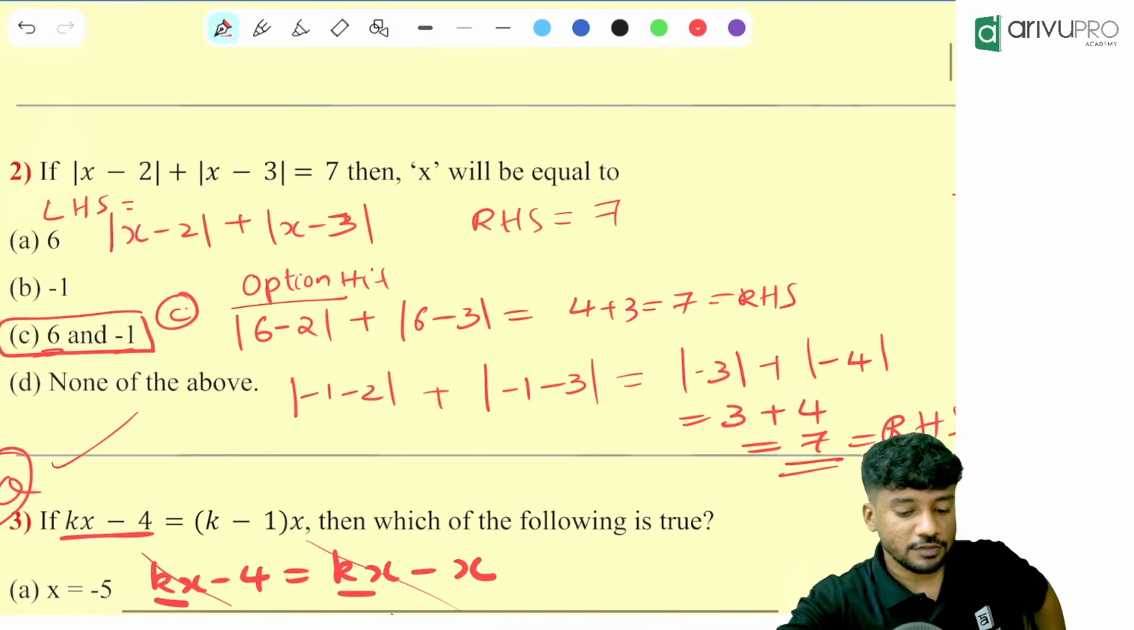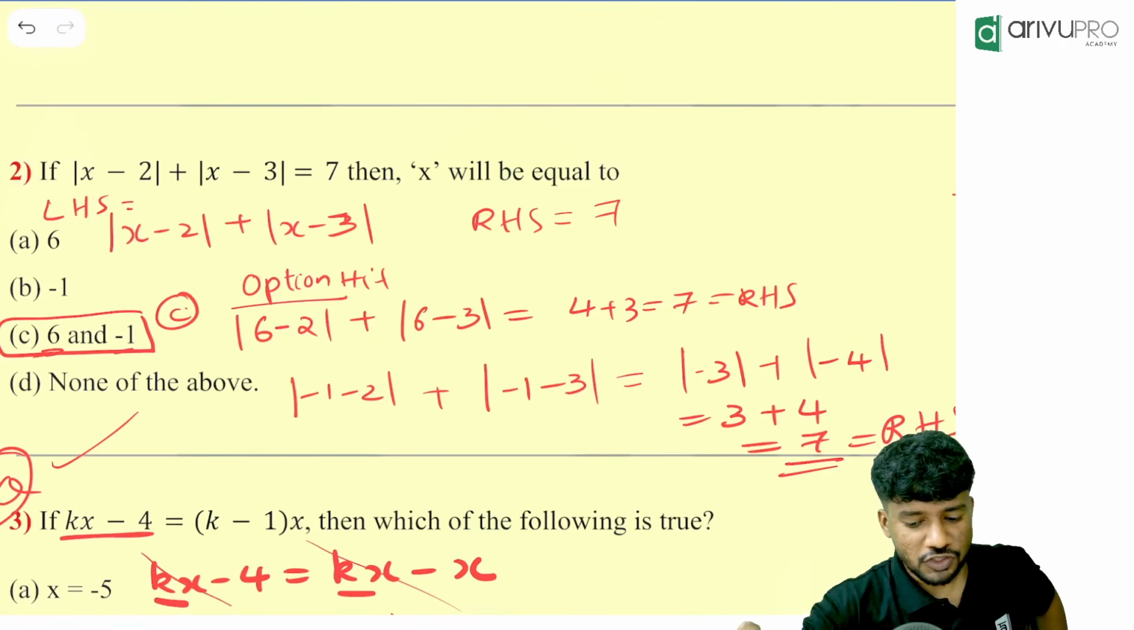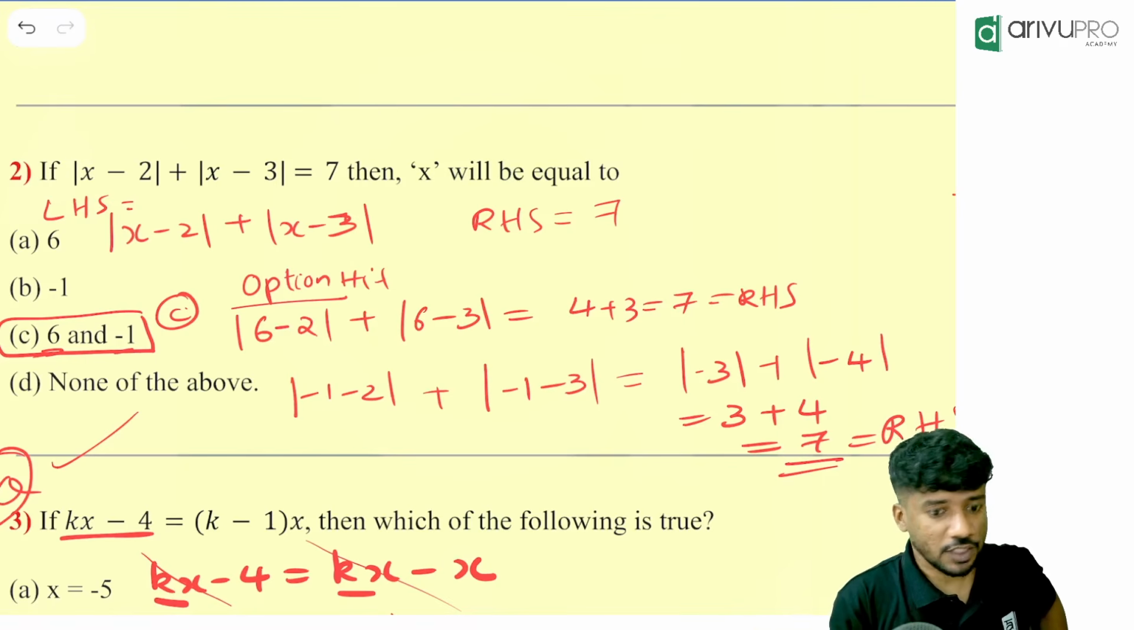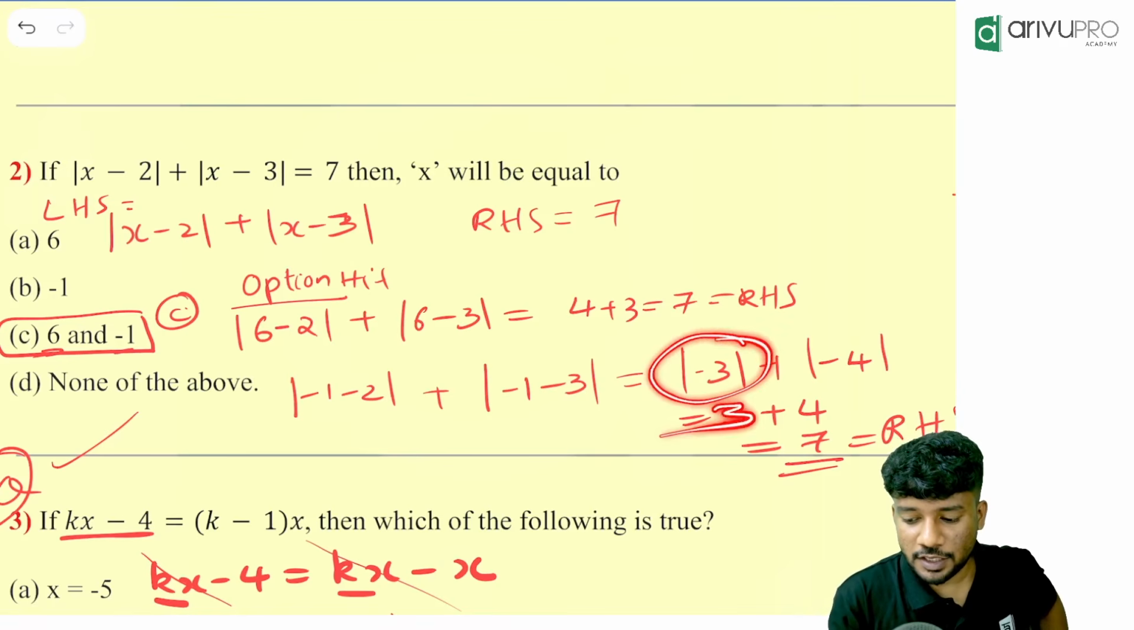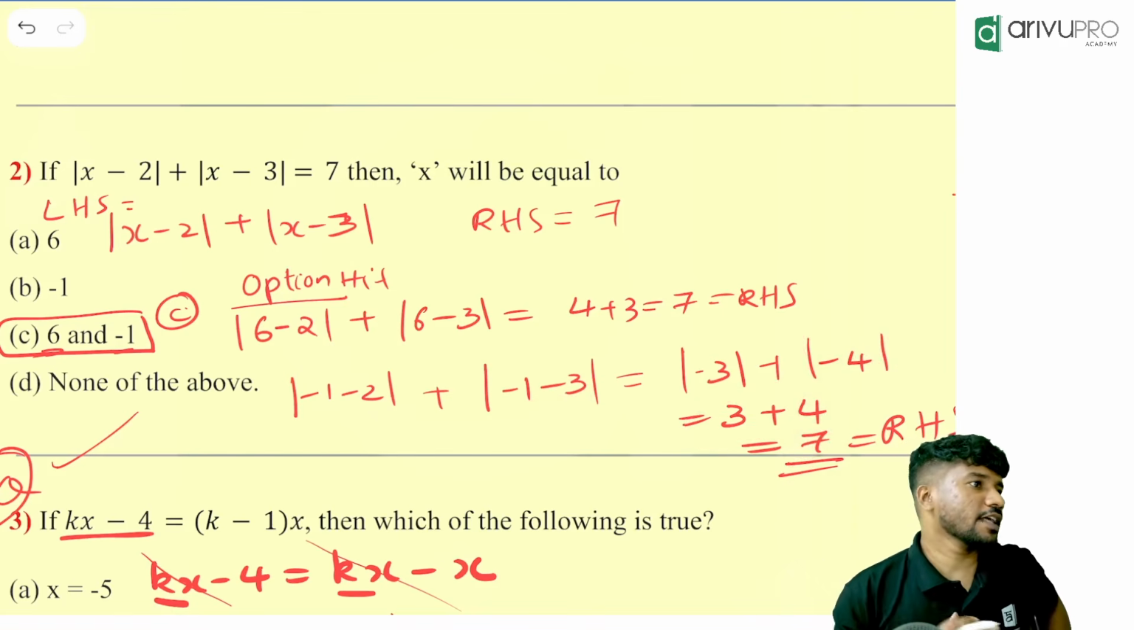That's why, Shruti. Check whether minus 1 is satisfying or not. Minus 1 minus 2 will become minus 3. Modulus of minus 3 is what? Plus 3. Minus 1 minus 3 is becoming what? Minus 4. Modulus is what? 4. 3 plus 4 is how much? 7. That's fine. Okay.